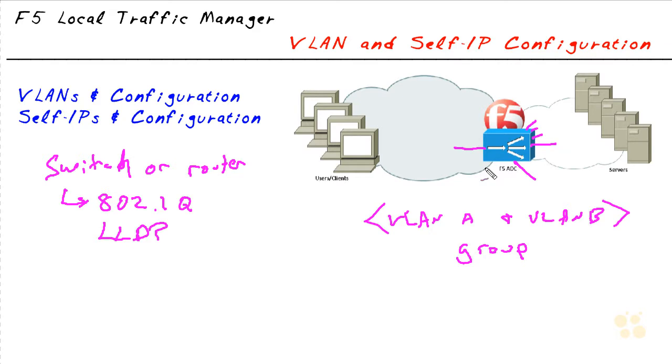So basically, things have to be defined. Every VLAN that you have must have an IP address associated with it. So a VLAN needs an IP, and the term that we're going to use in here is called a self IP. So basically the IP of the F5 itself. Okay, very simplistic as you go in there.